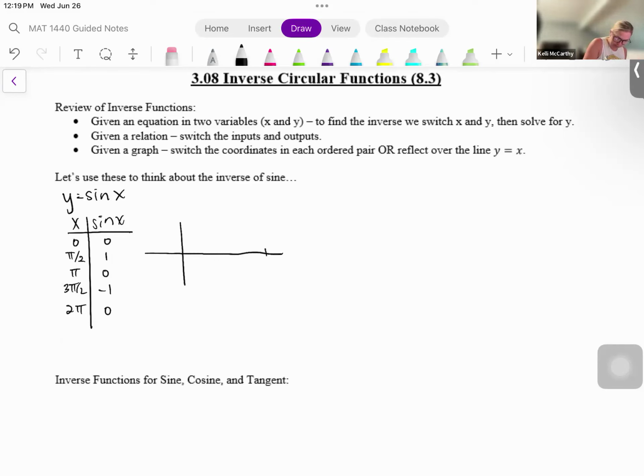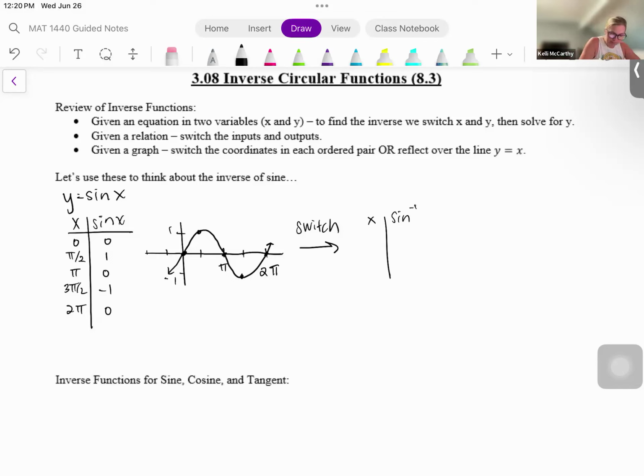Now, if we were to switch these and we think about even just the table of values, the x and the y values, or the inputs and the outputs, are going to swap sides of that table. And this is going to give me my inputs and my outputs of my inverse. So instead of the x values being 0, pi over 2, pi, 3 pi over 2, 2 pi, now they're 0, 1, 0, -1, 0. And the outputs are 0, pi over 2, pi, 3 pi over 2, and 2 pi.